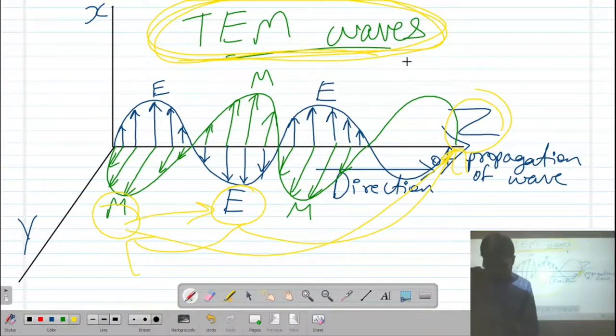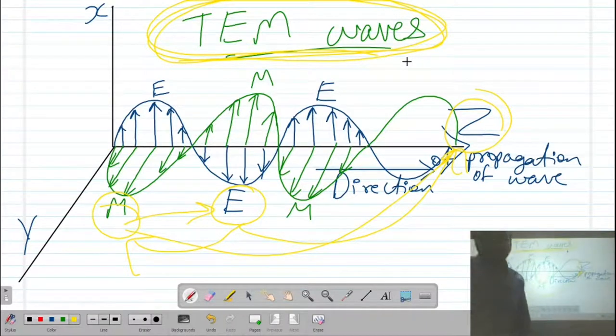Now, we have studied waveguides, and these transverse electromagnetic waves travel inside waveguides through multiple inner wall reflections. Remember, multiple inner wall reflections. Moving ahead, today we will derive the equations and understand the propagation of waves in a rectangular waveguide.